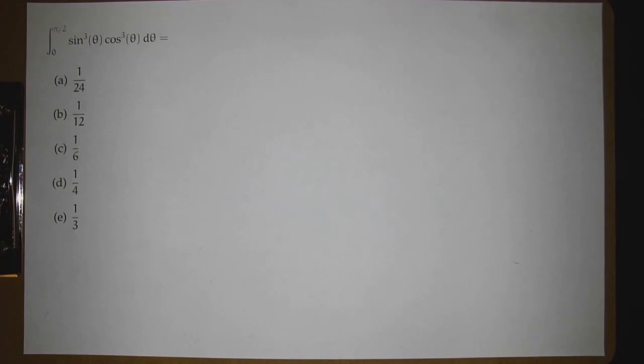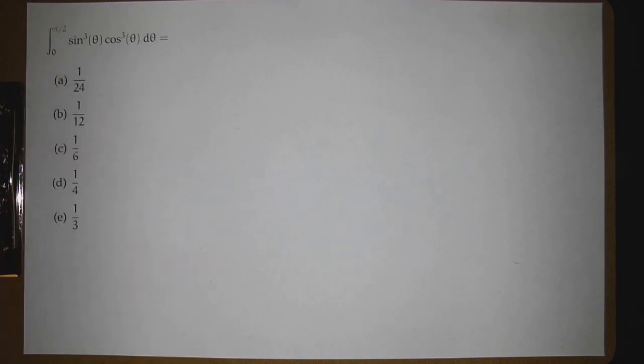What is the integral from 0 to pi over 2 of sine cubed theta cosine cubed theta d theta? And we have some options: 1 over 24, 1 over 12, 1 over 6, 1 over 4, and 1 over 3. It's reasonable, by the way, that the answer should be somewhere between 0 and 1, because sine cubed theta cosine cubed theta is somewhere between 0 and 1 when we're between 0 and pi halves.